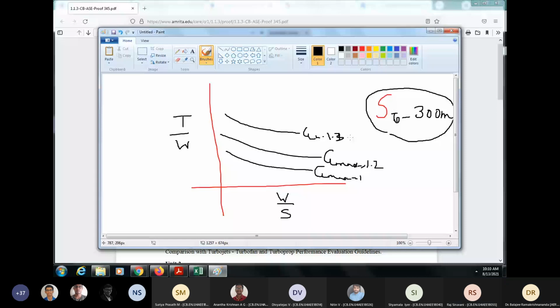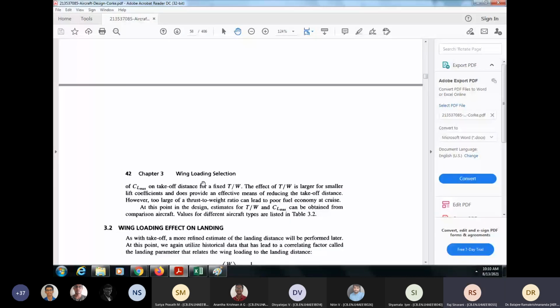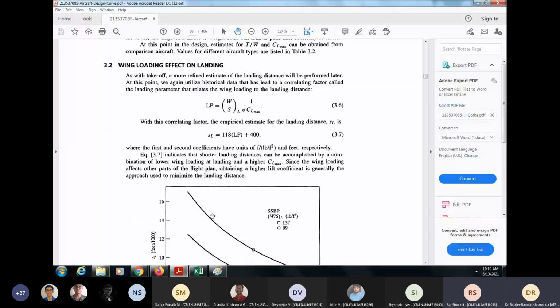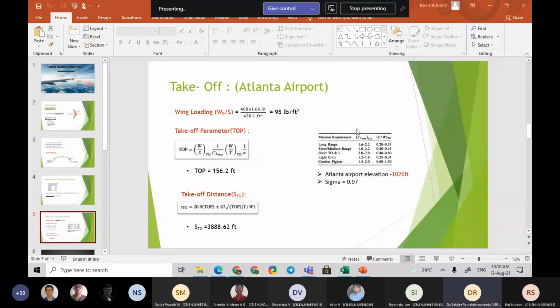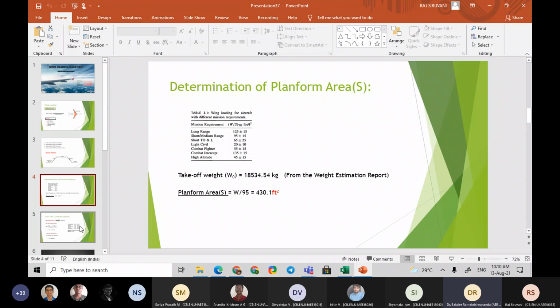Then it's over. Okay. Then wing loading effect on landing. If you look at this, what have you done? You show me. Yes, sir. I'll show. Is my screen visible? Yeah.